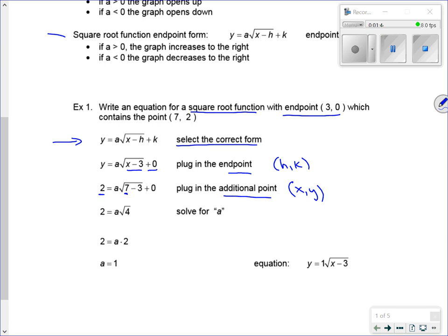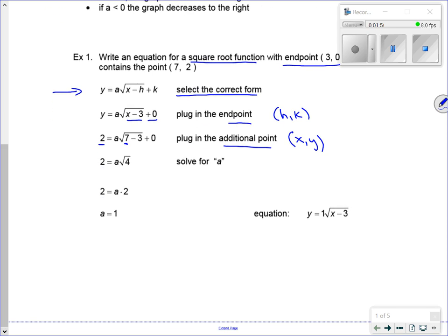Then the next thing we're going to do is solve for the value of a, because that's our missing piece of information. All right, 7 minus 3 is 4. The square root of 4 is 2. Divide both sides by 2, and a equals 1. Then you're going to write your final equation. Now, your final equation will have a y in it, and it will have an x in it. You will have replaced the a, the h, and the k. This time k was 0.